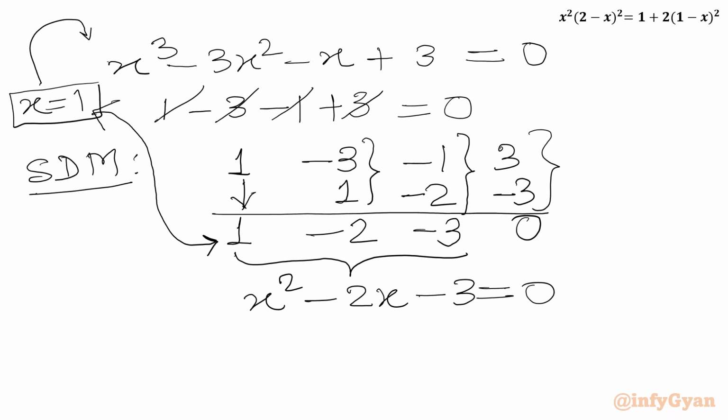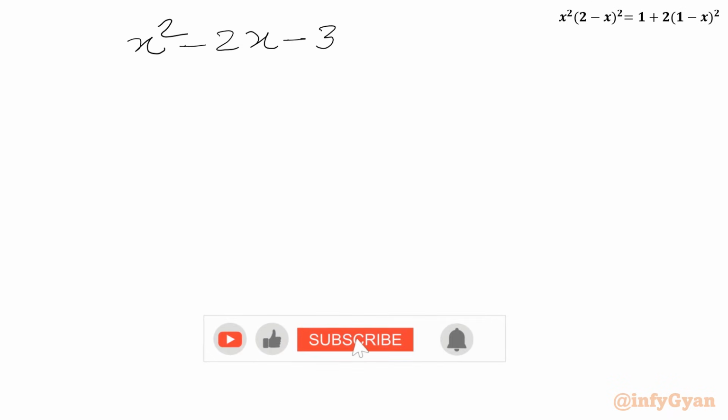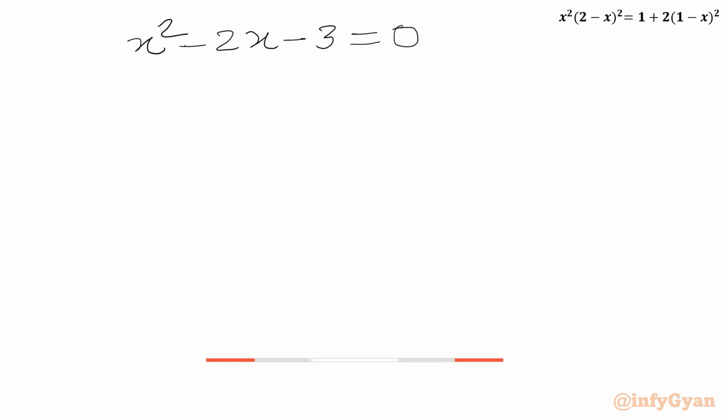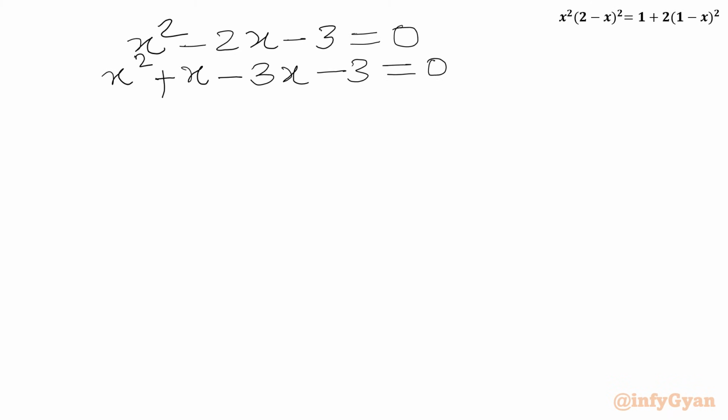Now we have to solve this equation. We can use method of factorization. Let me write here x square minus 2x minus 3 equal to 0. Now we will split minus 2x. So I can write x square, then we will write plus x, and then we can write minus 3x. 1 minus 3 is minus 2. Then we have minus 3 equal to 0.